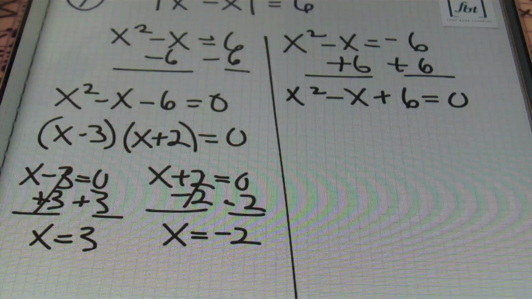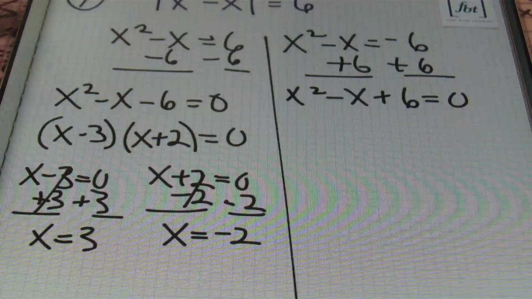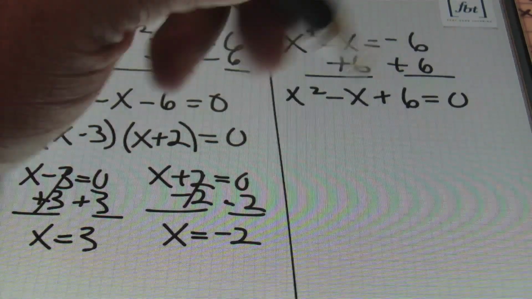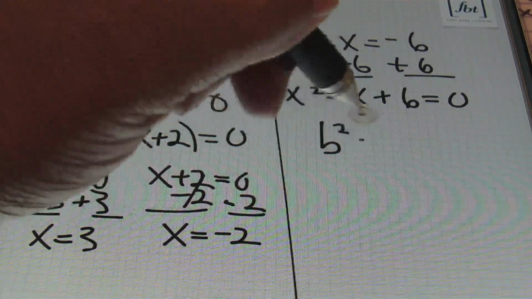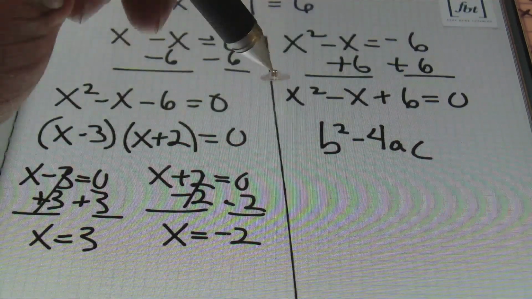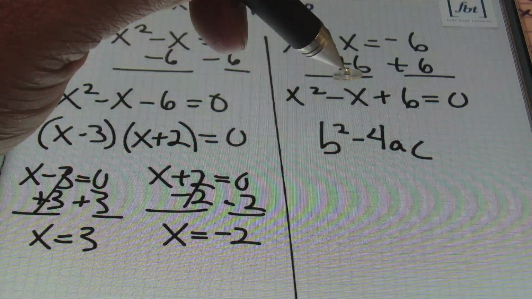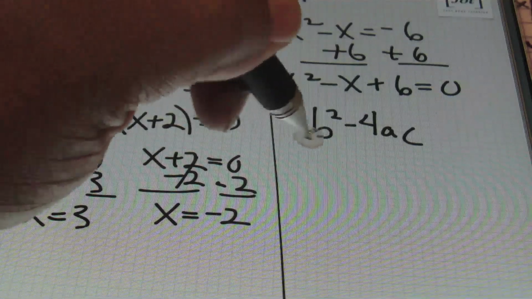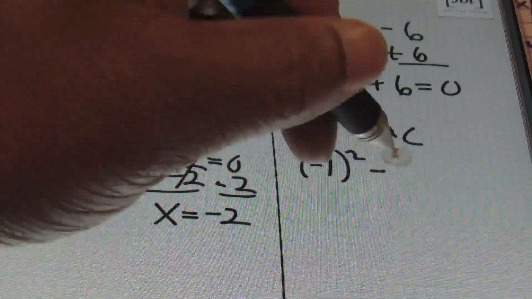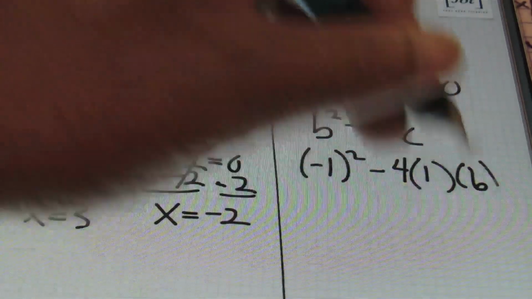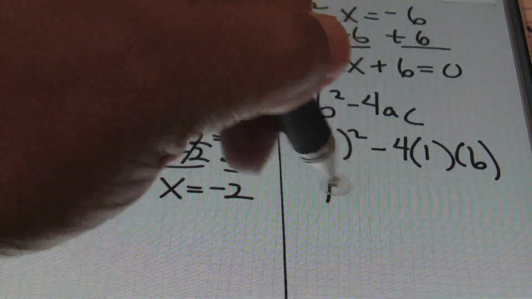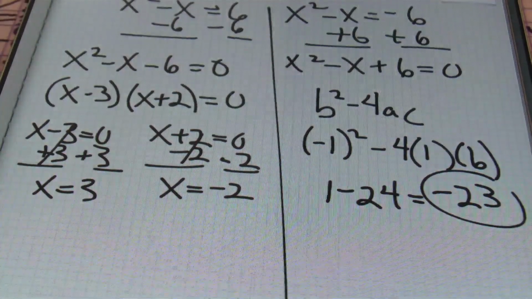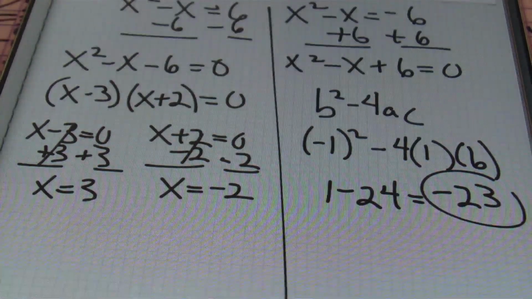Remember, you can always tell what type of solutions you'll end up with if you use the discriminant when you're dealing with a quadratic equation. So that's exactly what I'm going to do. In order to get the discriminant, I'll be using the formula b squared minus 4ac. So my a value would be 1, my b value is negative 1, and my c value is positive 6. Plugging these values in, I have negative 1 squared minus 4 times 1 times 6. This gives me a result of 1 minus 24, which equals negative 23. Anytime your discriminant is negative, ladies and gentlemen, that means you're going to end up with imaginary numbers.